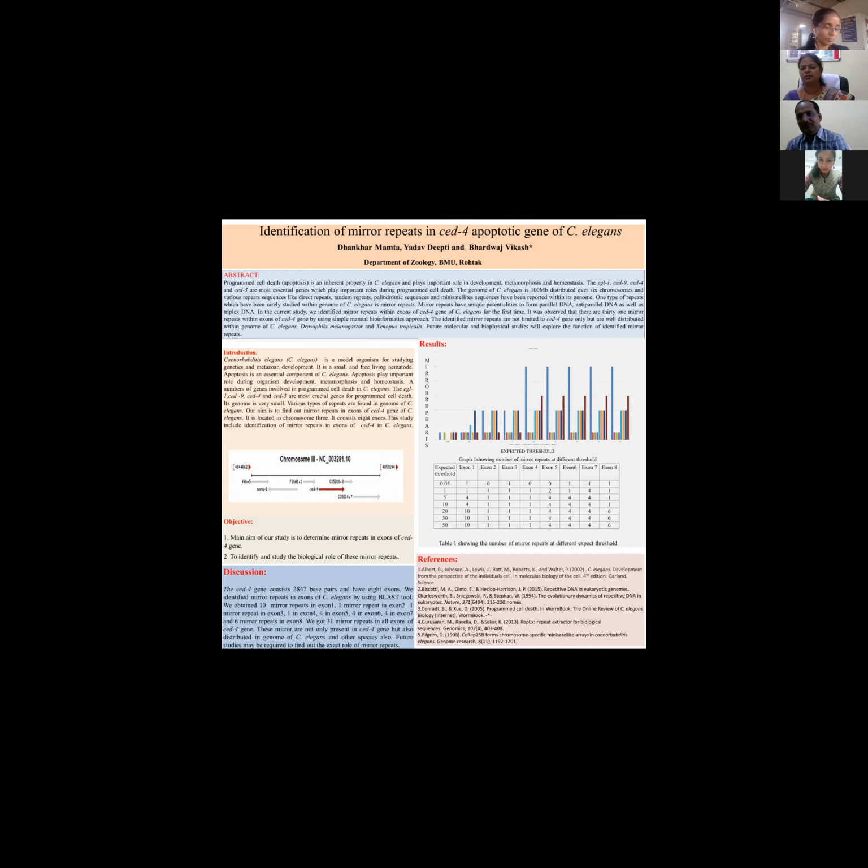Okay. Your aim and biological. Yes, sir. Okay, Mamta, your aim and objectives are correct. But what is the outcome you are expecting? Sir, our future aim is to form primers for these repeats, to find out whether these repeats play any role in apoptosis or any other process. Okay, so if the repeats are more, then whether it affects the gene coding is what you want to study. Okay.